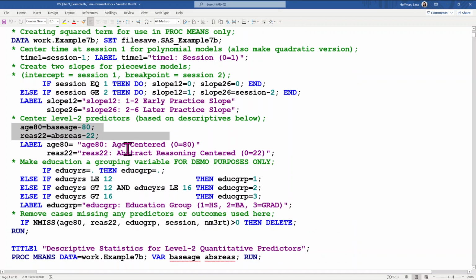Our level 2 between person time invariant predictors are created here. So based on their descriptive statistics, I picked 80 as my centering point for age, which was near the mean, and I picked 22, which I believe is a number correct out of 30, which was near the mean for this variable of abstract reasoning. So my reference person in these analyses is going to be an 80-year-old who has average level of fluid intelligence.